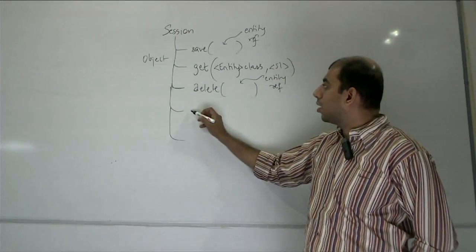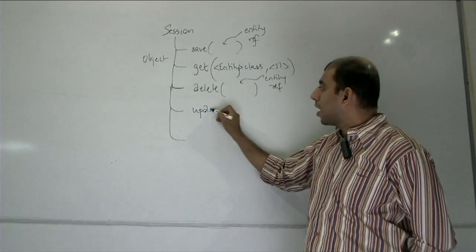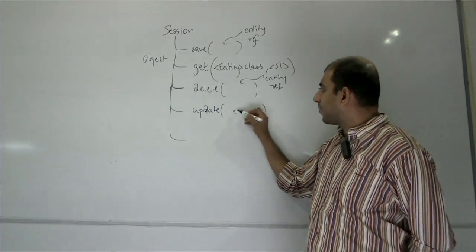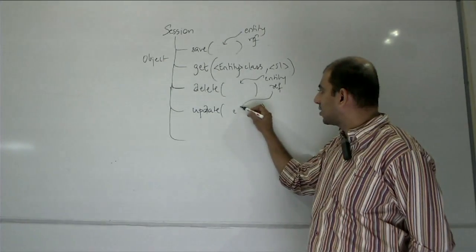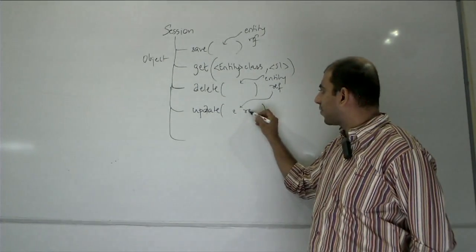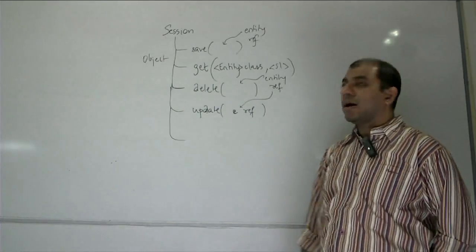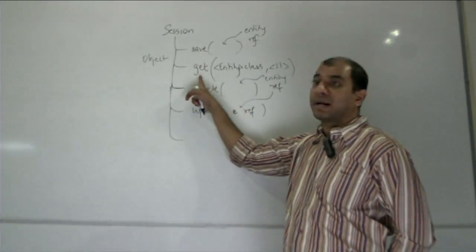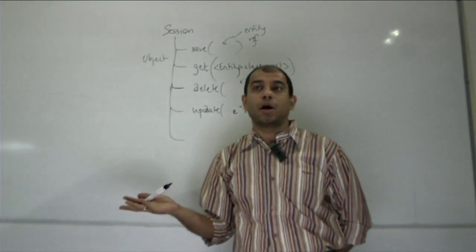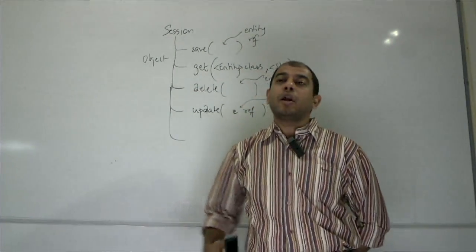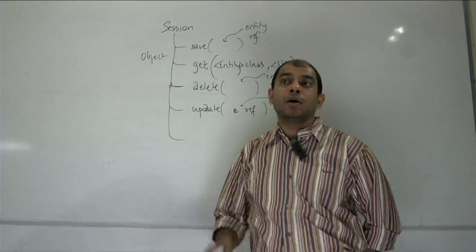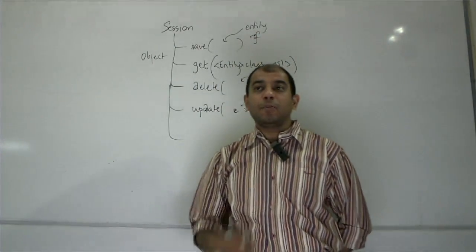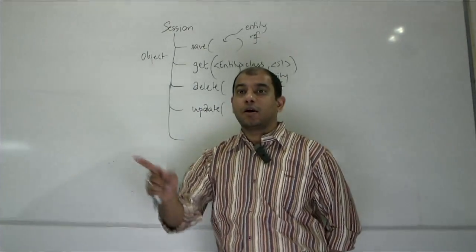Then we have update. Update, what do you pass? Entity reference again. We observed, if you are anyway going to call save or get, do you really need to call update at all? No. If you are anyway going to call save or get, remember the object that we pass to it will become persistent. Very good.